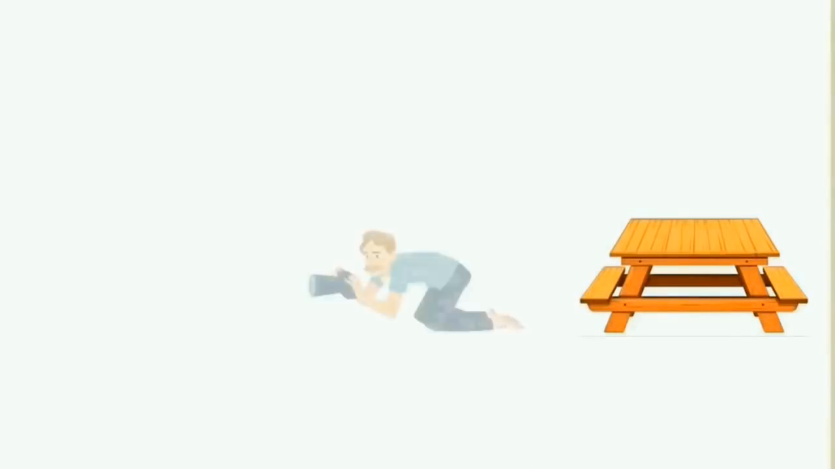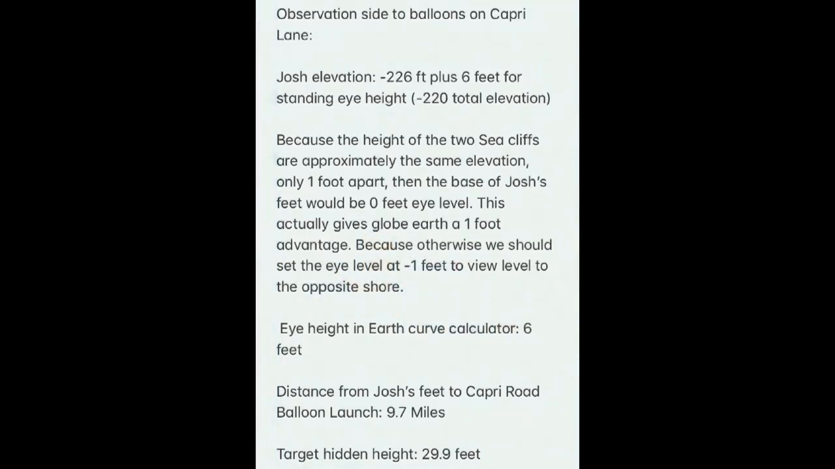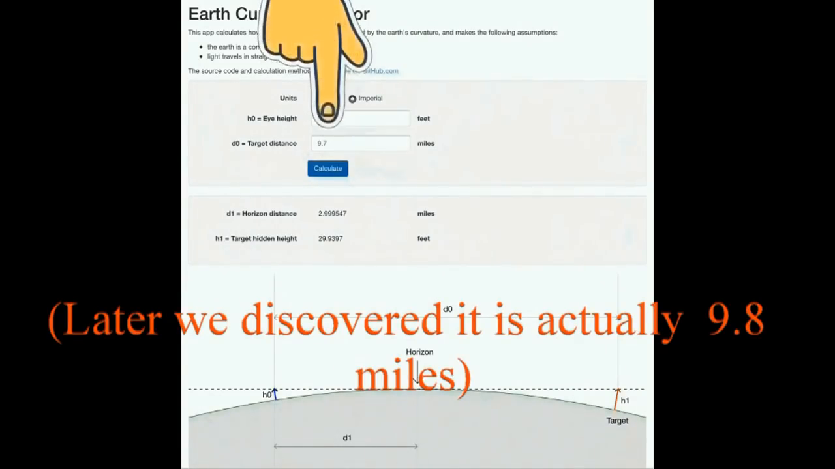Okay, so even though Josh was actually sitting at a picnic table, not standing up, and he was hunched over at about a 4 feet eye line above the ground, I decided to give the globe the best possible advantage and make the eye line height 6 feet tall as if he was standing up. So we placed Josh's elevation at a very generous 6 feet high, and we plug that into the Earth curve calculator for eye height, and then the distance from Josh to Capri Road, which is where the balloons launched, was 9.7 miles.